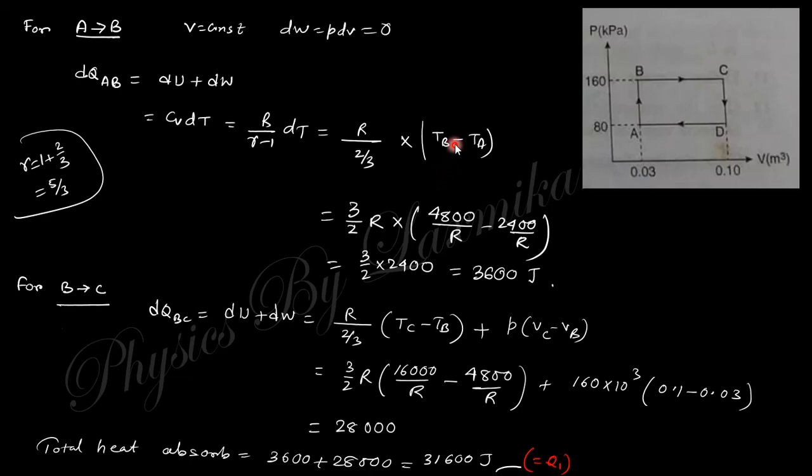And the temperature difference between these two. So just putting this value of temperature difference, we get positive heat, that means absorbed. For the BC path, find out the similar process. dU equals like that, and the work done in this process is pressure times the volume change. So this will be the heat during this process. These two are positive, that's why heat is absorbed.